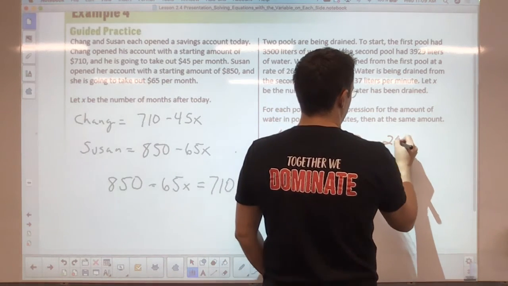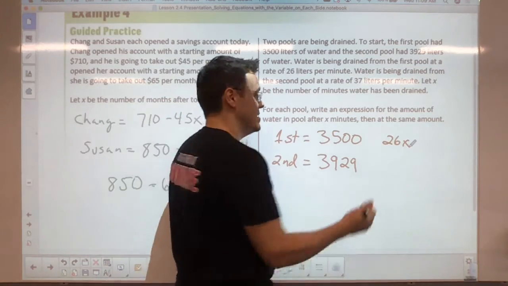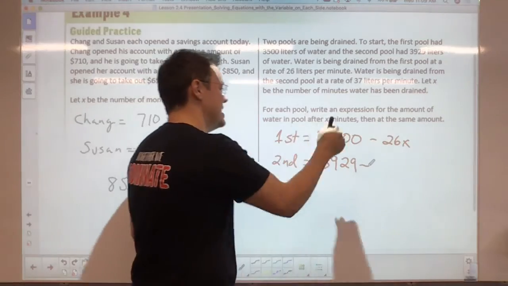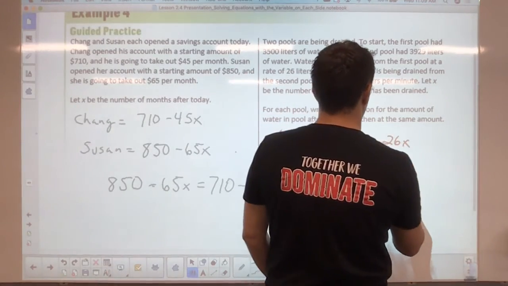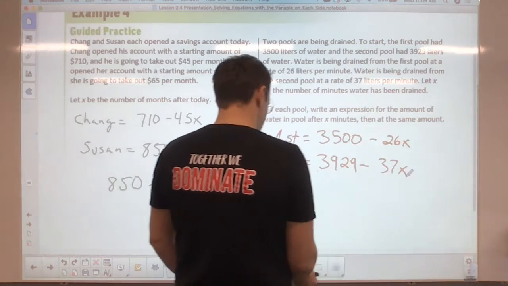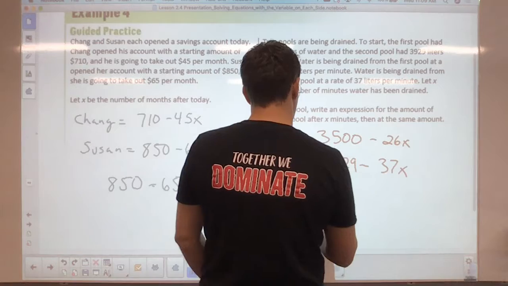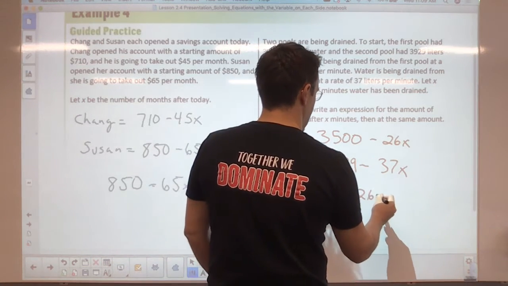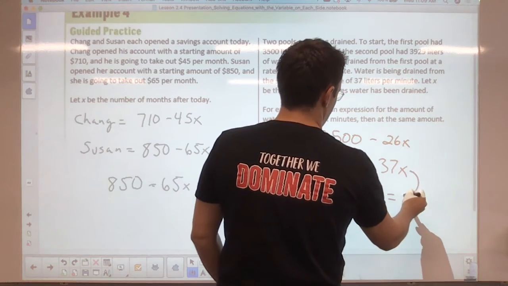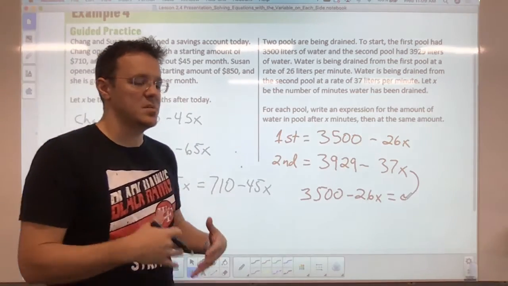So if it's 26 per minute and it's being drained, that would be what? Subtraction. So please make sure, if you put addition there, then ladies and gentlemen, know you're not draining water, you're actually doing what? Adding to it. So there are two equations, and then you would simply set them equal to each other. So it'd be 3,500 minus 26x equals that equation right there. And that's it. Okay? So ladies and gentlemen, that's it for this page as well.